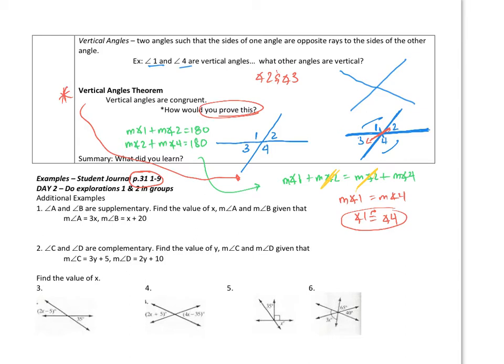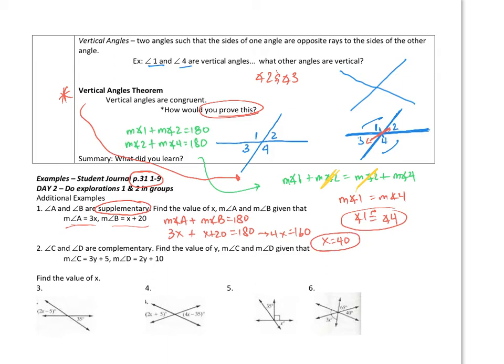For number 1, it says A and B are supplementary. Find the value of x, the measure of angle A, and the measure of angle B, given the measure of angle A is 3x and the measure of angle B is x plus 20. Okay, so they tell us that they're supplementary. So that means the measure of angle A plus the measure of angle B would equal 180. We know A is 3x. We know B is x plus 20, equals 180. So we end up with 4x equals 160. So x equals 40. So we've got x now.